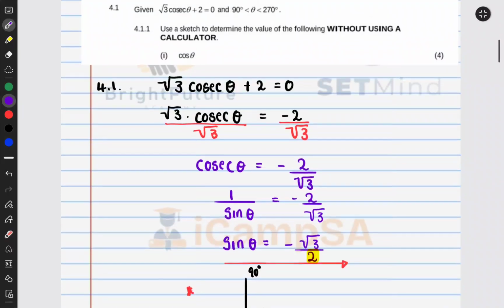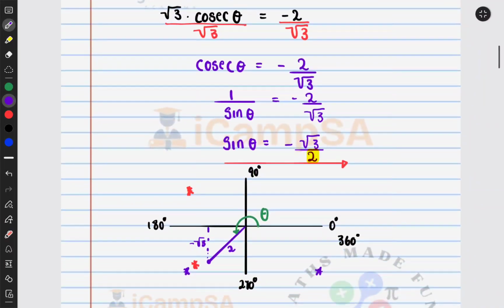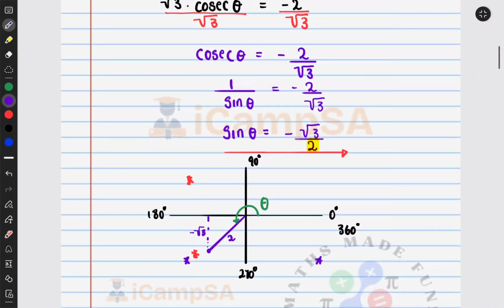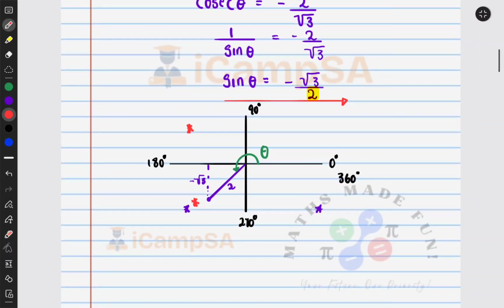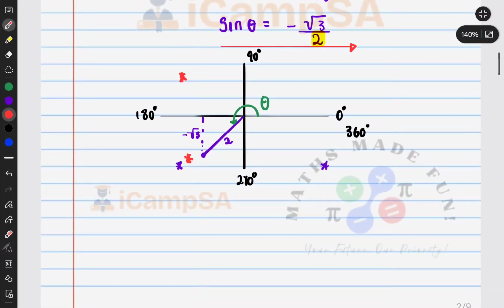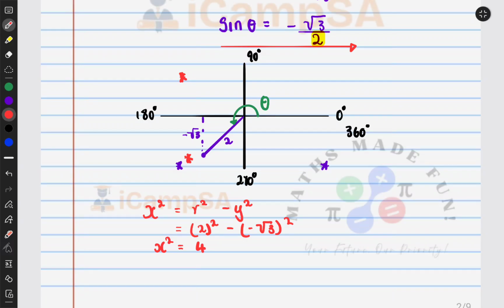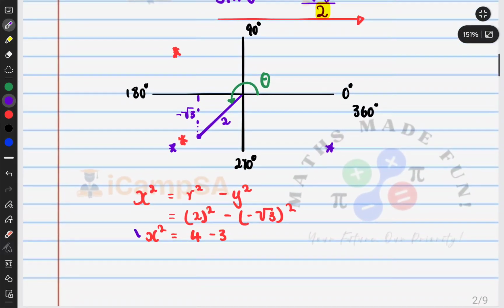Okay, in order for us to determine cos theta, what do we need? We need the adjacent side, the value of x, and to calculate it we have to use the Pythagoras theorem. So x squared is equal to r squared minus y squared. What is our r squared? The terminal arm length is 2, minus our y squared, which is negative root 3 squared. Therefore, x squared is equal to 4 minus 3, because negative root 3 squared is a positive 3. And then next we introduce square roots on both sides.